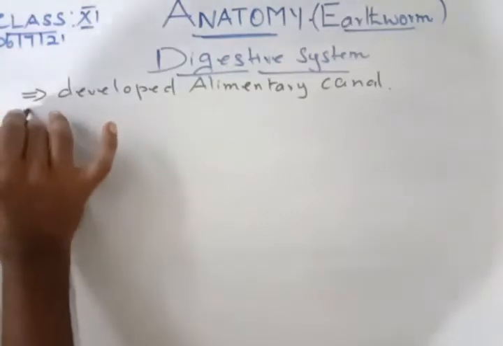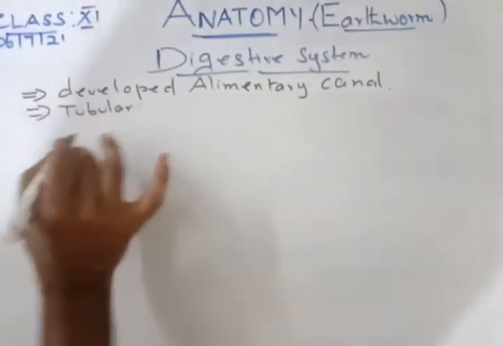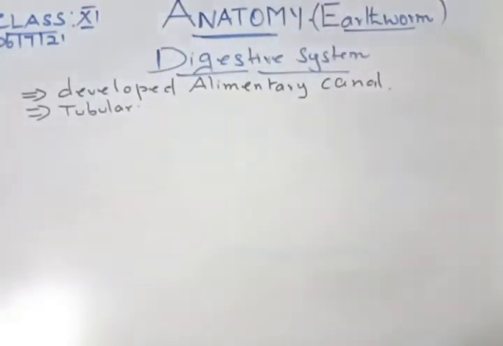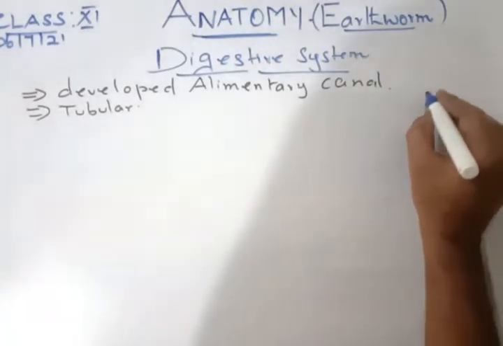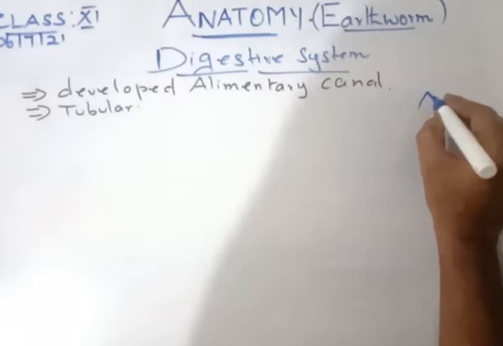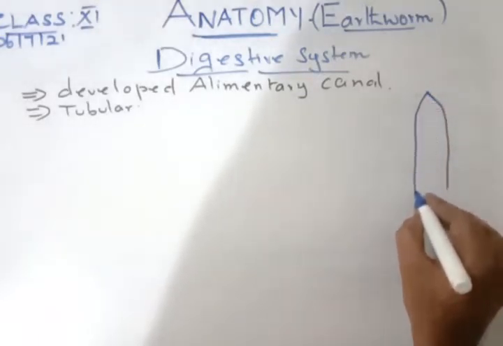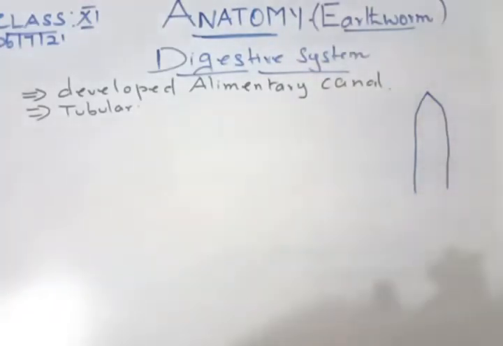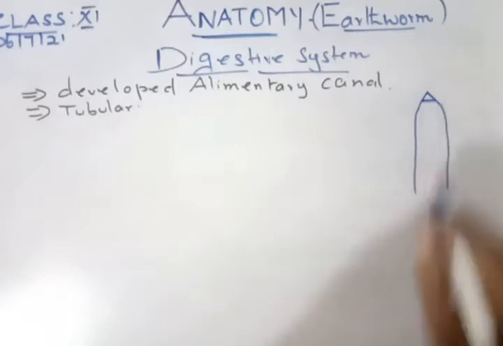And the digestive system is tubular. It's a tube-like structure. So now I will draw the diagram and then I will explain it to you. So we have the earthworm's digestive system. I'll do a rough diagram for explanation. A part I will do now and the next part I will continue. Right, so now the earthworm digestive system, we are talking about each segment.